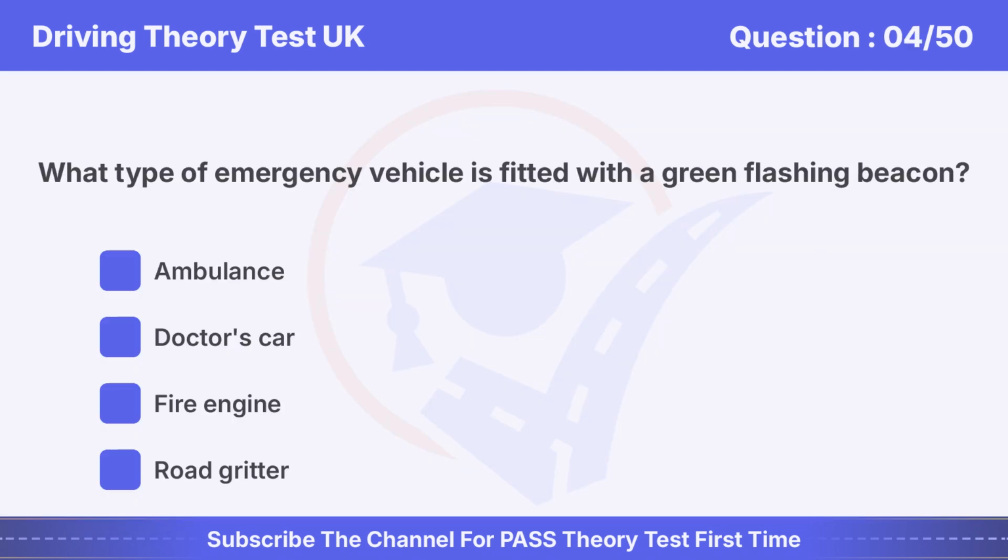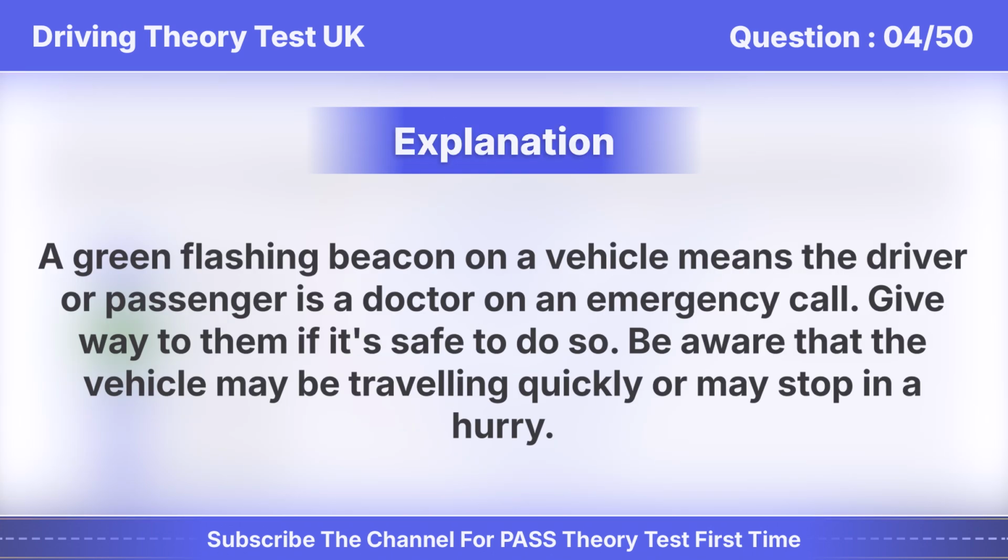Question 4. What type of emergency vehicle is fitted with a green flashing beacon? Answer is B. Doctor's car. A green flashing beacon on a vehicle means the driver or passenger is a doctor on an emergency call. Give way to them if it's safe to do so. Be aware that the vehicle may be traveling quickly or may stop in a hurry.